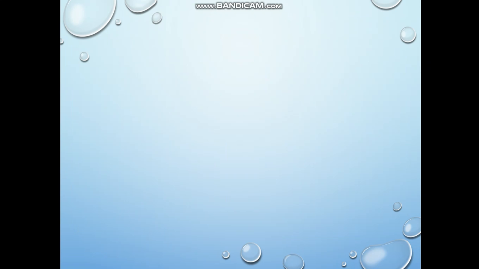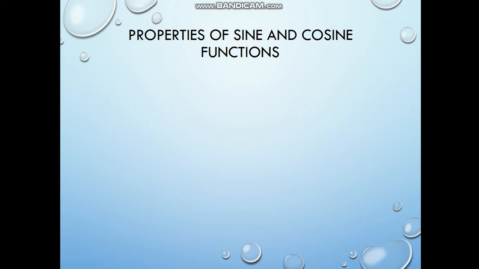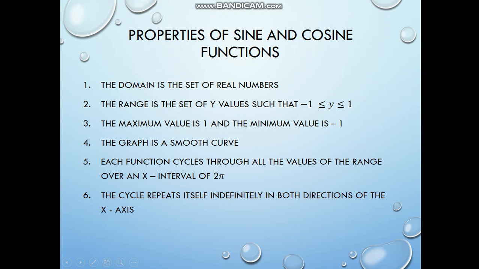From the graph of sine and cosine function, there are some properties of sine and cosine function. First, the domain is the set of real numbers. Domain is the x value. Second, the range is a set of y values such that y is between -1 and 1. So from point number 2, we get the maximum value for sine and cosine functions is 1, and the minimum value is -1. 4, the graph is a smooth curve.